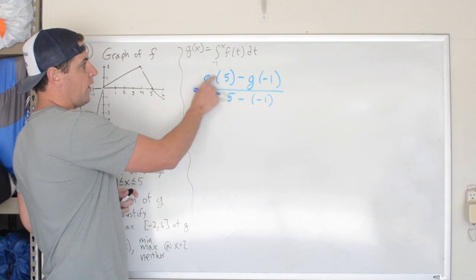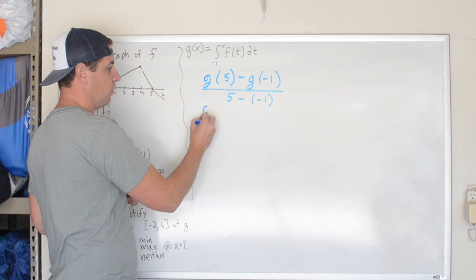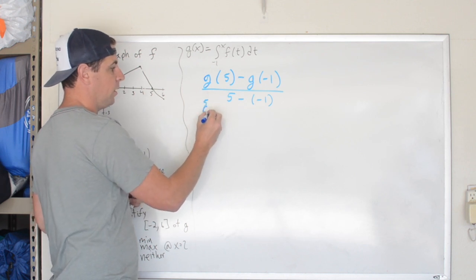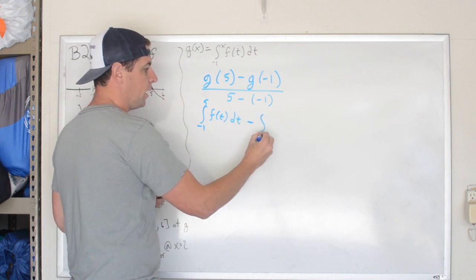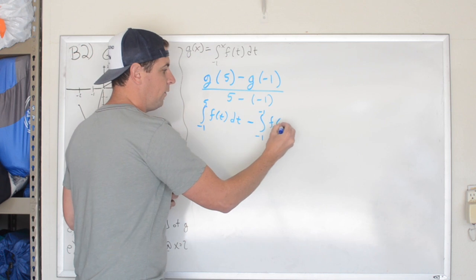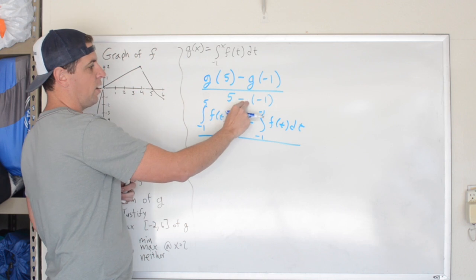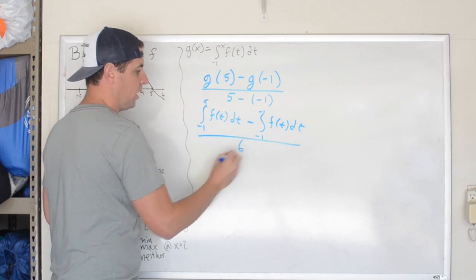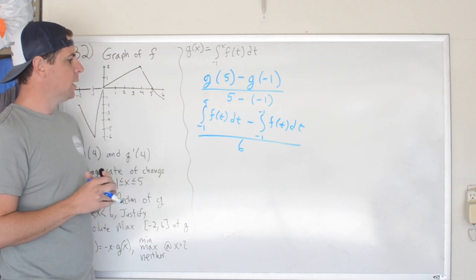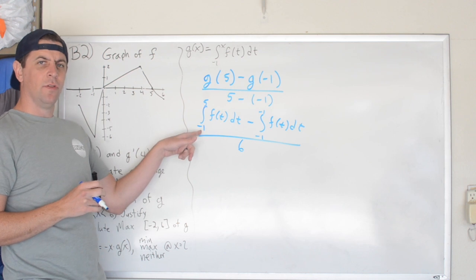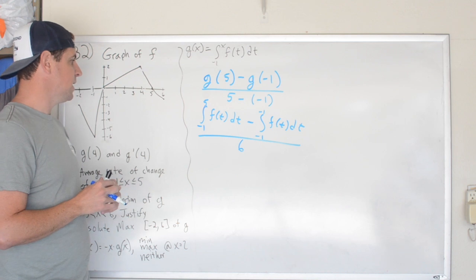So, g of 5, remember this is our g of x function. This means we're putting in 5 for our x value. So that's going to be the integral from -1 to 5 of f of t dt minus the integral from -1 to -1 of f of t dt, divided by 5 minus -1. Subtracting a negative is the same thing as adding, so that turns into 5 plus 1, which is 6. And now we're ready to go. We need to do this integral, the integral from -1 to 5 of f of t dt.